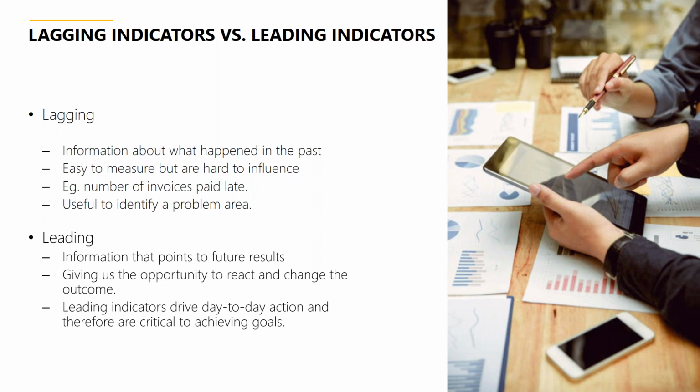P2P departments often have too many lagging indicators and too few leading indicators, resulting in much time being spent reflecting on what could have been, rather than identifying actions that can be taken to prevent problems before they occur.